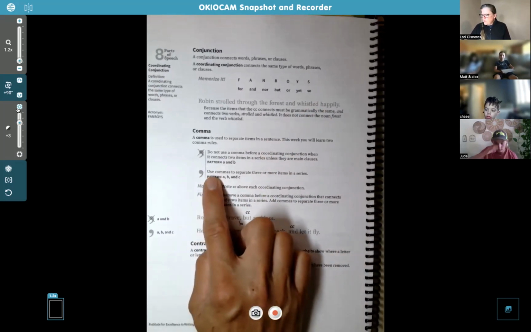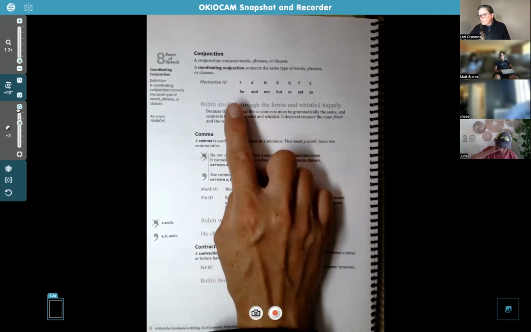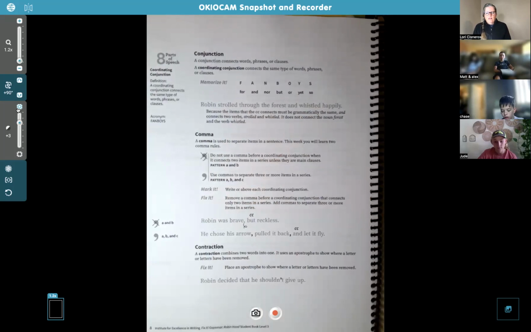Then it says use commas to separate three or more. So if you have strolled, whistled, and skipped, that's three things, you would have a comma between. Anytime you have three or more words that you're connecting, you're going to use a comma. That's part of the comma rules with conjunctions.